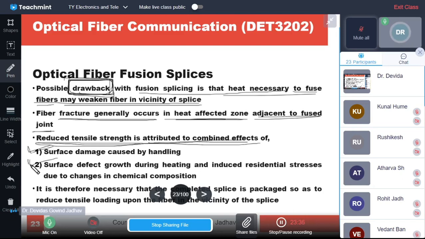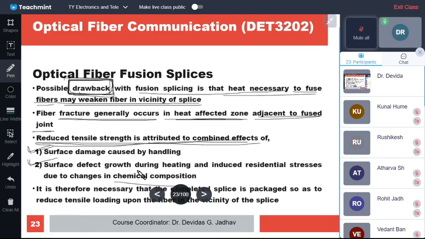And there is an effect of weakening of the joint: surface defect growth during the heating, as well as residual stresses due to the change in the chemical composition. This heating and melting also changed the chemical composition. That weakened the joint, the physical strength we can say, and it disturbed the chemical composition also.